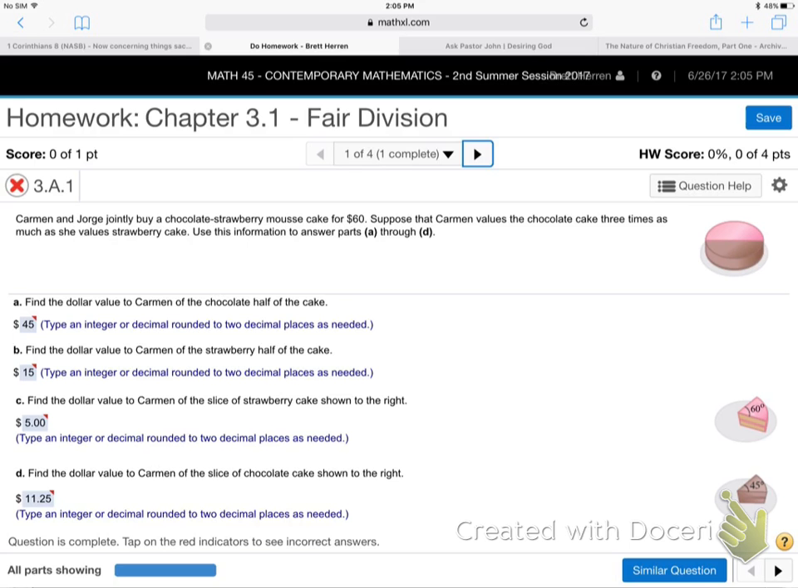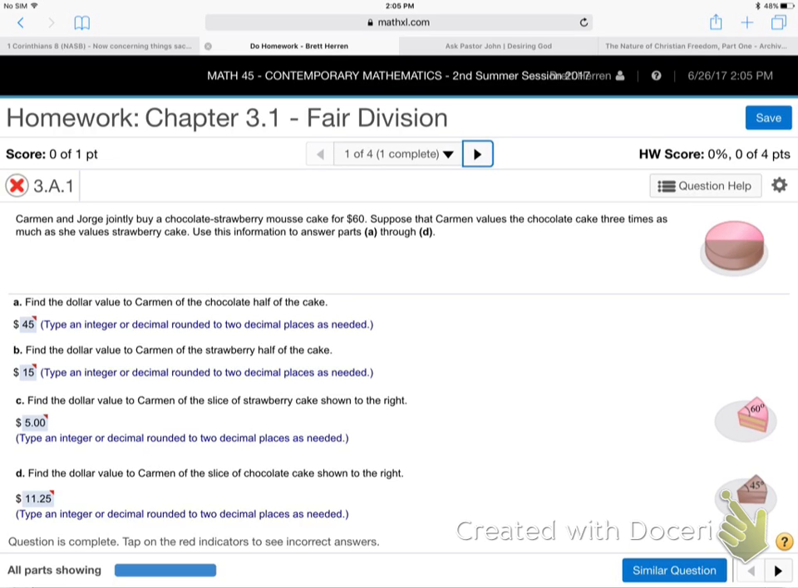Like here we go with Jorge and Carmen. Chocolate strawberry mousse cake, $60. They go buy this cake together. Suppose that Carmen values chocolate 3 times as much as strawberry. That's just how Carmen feels. So, for example, if you were to cut that cake right down the middle and say, all right, Carmen, you get the strawberry half, and Jorge, you get the chocolate half, would Carmen feel like she'd gotten a fair deal?